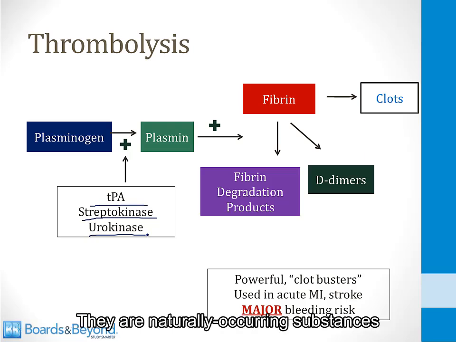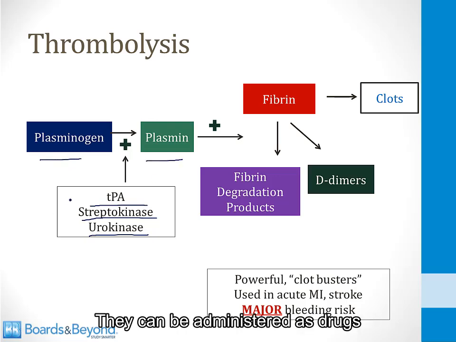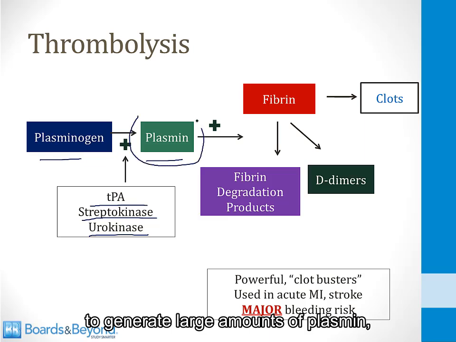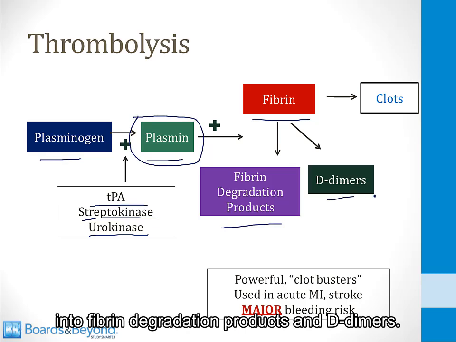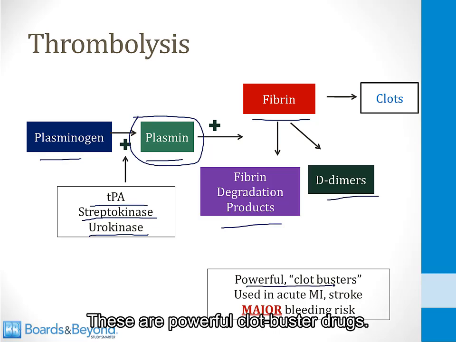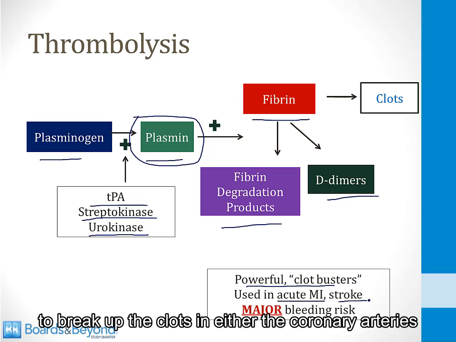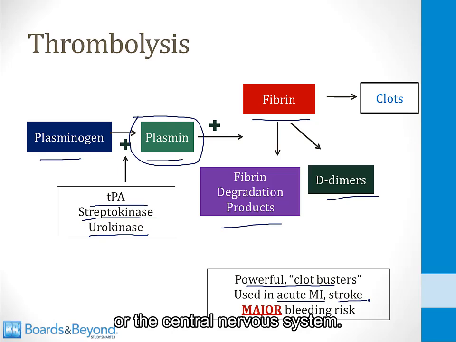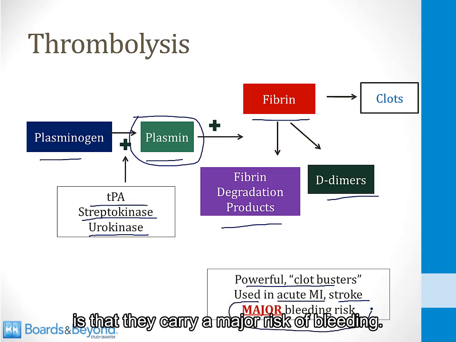They are naturally occurring substances which convert plasminogen into plasmin. They can be administered as drugs to generate large amounts of plasmin, which will break down fibrin clots into fibrin degradation products and D-dimers. These are powerful clot buster drugs. They're used in acute myocardial infarction and stroke to break up the clots in either the coronary arteries or the central nervous system. The biggest downside of these drugs is that they carry a major risk of bleeding.